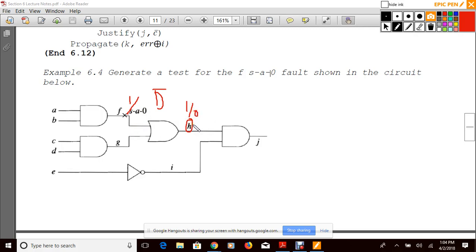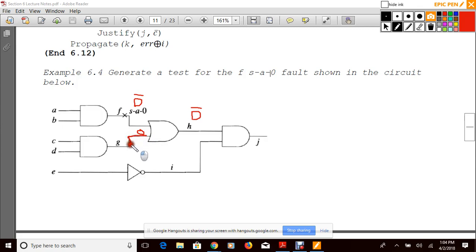So if G is equal to 1, that means we know the controlling value, right? The controlling value is a 1 in an OR, which means if I put a 1 on the input of an OR gate, it will put a 1 on the output. So if I want D bar on this output, like so, then I have to have the opposite of the controlling value, which means this is 0. So that has to be a 0.